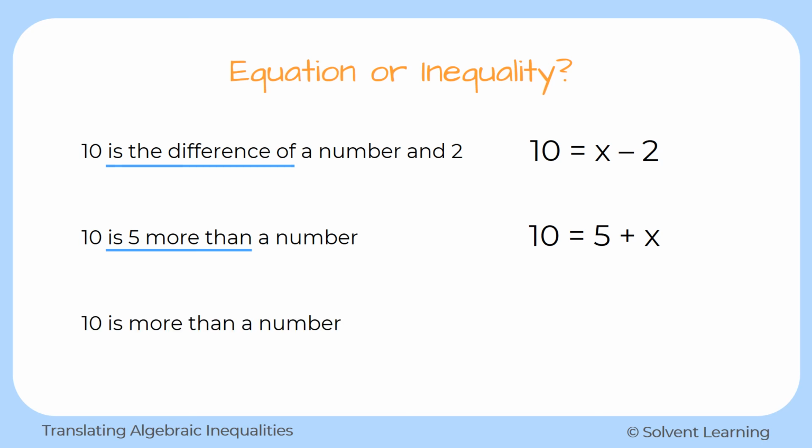And for our last example, we have 10 is more than a number. So we have the word is, but it's directly followed by an inequality phrase. We have is more than. There's no mathematical operation and there's no number right after the word is. So we know that it is going to translate into an inequality this time. So we'll use the greater than symbol to represent more than. So we have 10 is greater than x. So just remember, when you see that word is, pay extra careful attention to it to see if you need to translate it into an equation or an inequality.